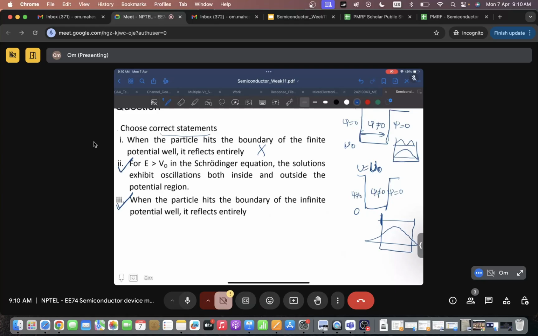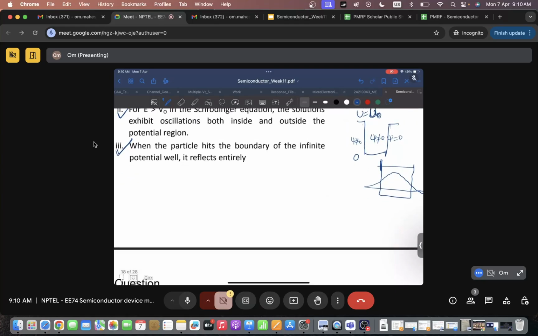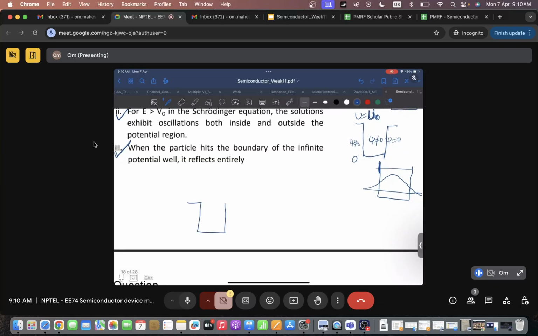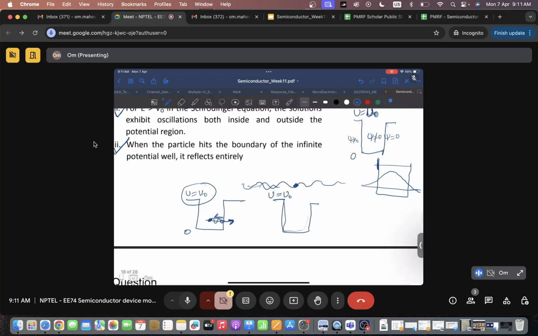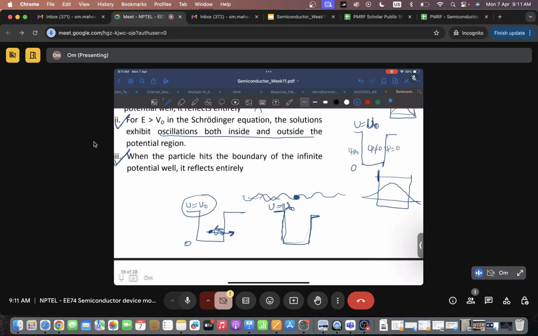So let's say your particle is inside the potential well, and this is finite. If it strikes here, if it's a wave, some part of it will reflect and some part of it will transmit, because it is again a finite potential well. It's not infinite, so the particle can transmit through. But if the energy of the particle is much higher than U0, then there is no effect of this potential well, right? It will just keep oscillating throughout as if there is nothing. It does not matter what potential is here, because its energy is already greater than U0. So it exhibits oscillation both inside and outside the potential region.